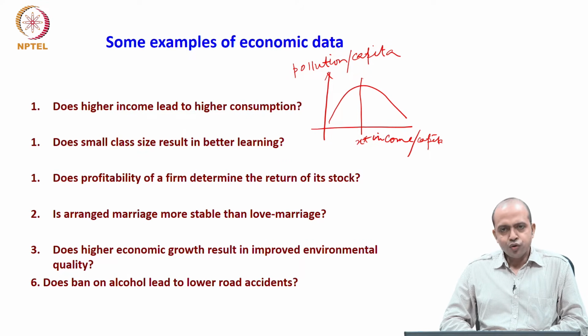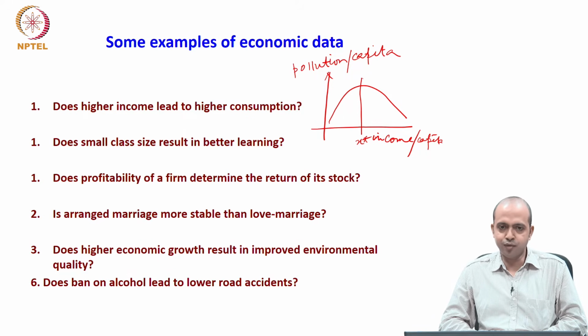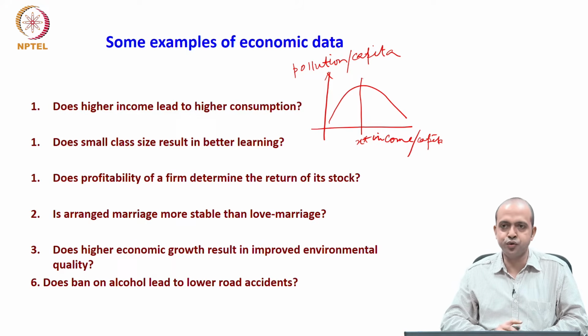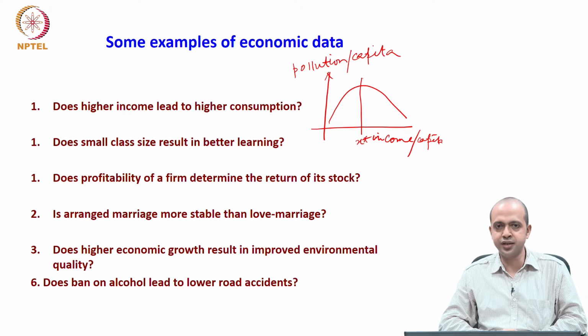Right. So now an econometrician will collect data on pollution per capita and income per capita, and then using statistical tools we will analyze that economic data and see whether our hypothesis, which is known as the environmental Kuznets curve hypothesis, is valid for a particular context or not.